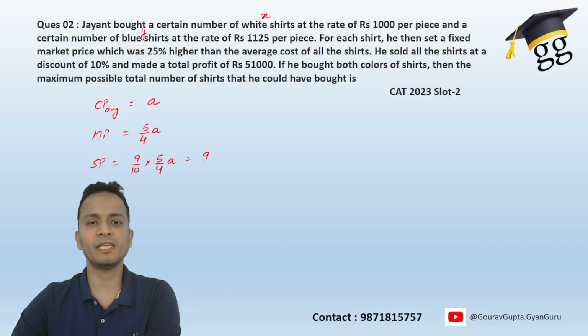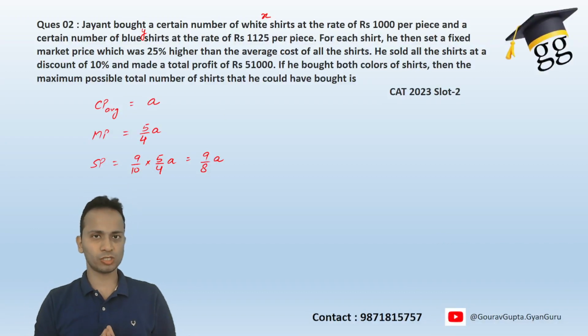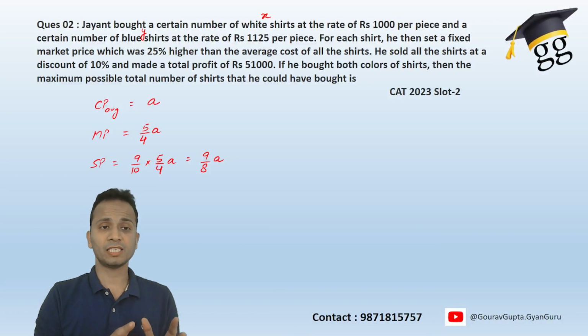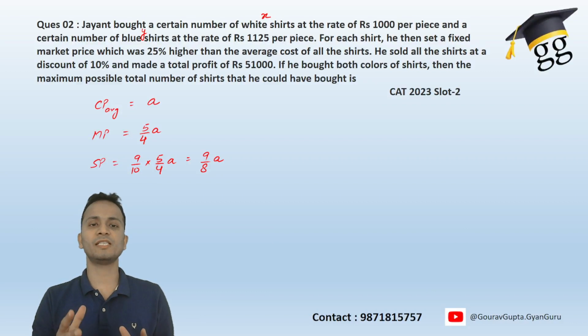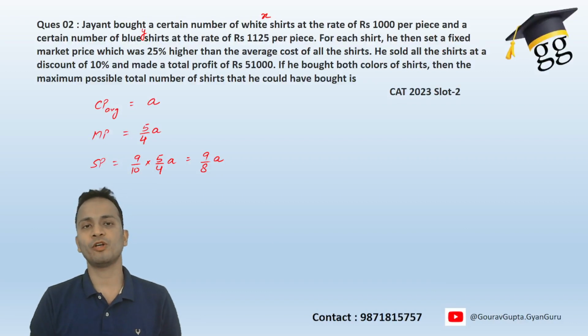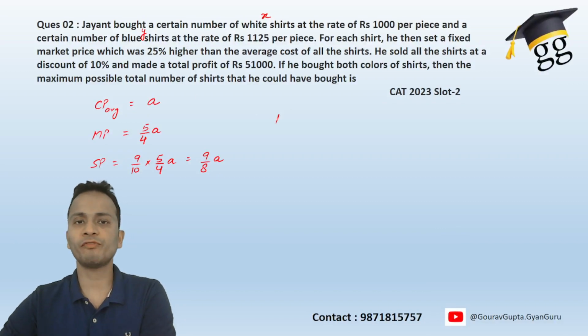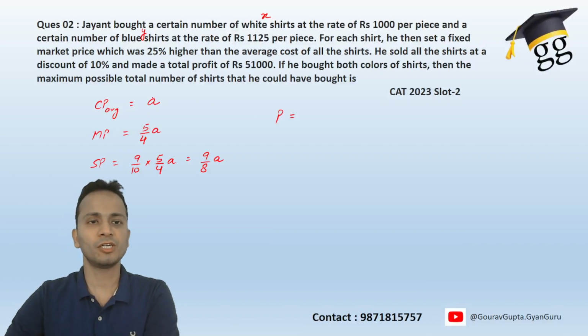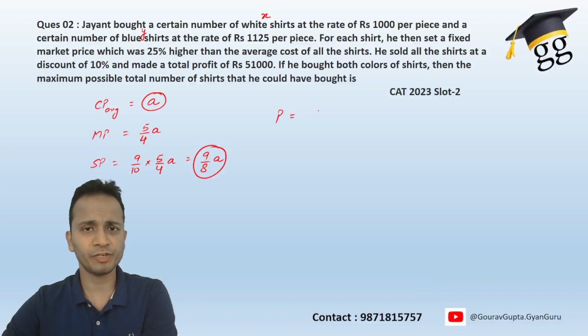It comes out to be 9 upon 8a. So the average cost price of these shirts was a, and the average selling price of each of these shirts is 9 upon 8a. And he made a total profit of 51,000 rupees. So profit made on each shirt: cost price is a and selling price is 9 by 8a, so profit made on each shirt will be a upon 8.